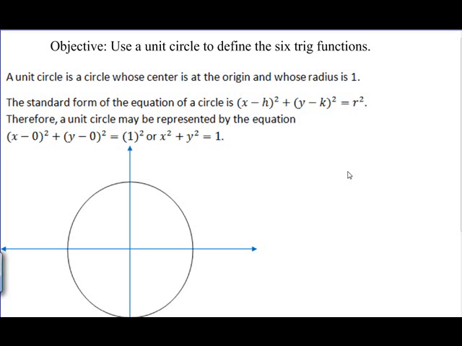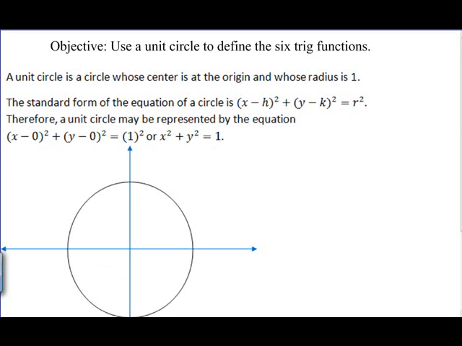If you recall from college algebra, the standard form of the equation of a circle is x minus h squared plus y minus k squared equals r squared, where the center is (h, k) and r is the radius. So we can put the origin in for (h, k) and 1 in for the radius to get our circle, which would be represented by x minus 0 squared plus y minus 0 squared equals 1 squared, which simplifies to x squared plus y squared is equal to 1. So the equation of our circle is x squared plus y squared equals 1.